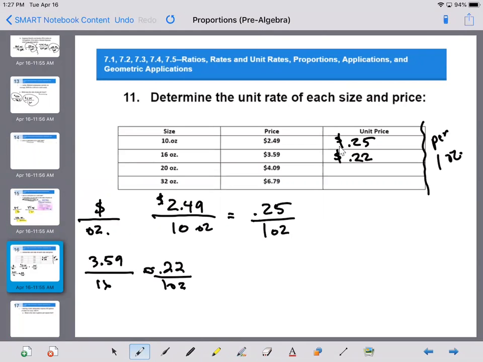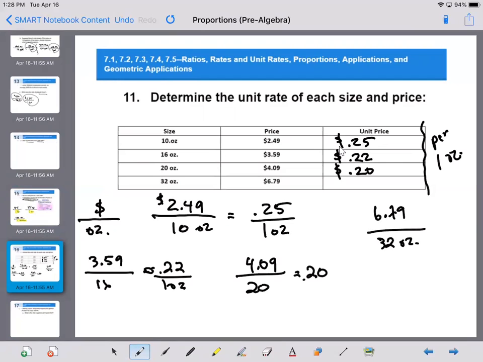If you take $4.09 and divide it by 20, you're going to get approximately 20 cents per ounce. And if you take $6.79 and divide it by 32 ounces, you would get 21 cents per ounce. So if you're looking for the unit price, then you're trying to figure out how much per 1 it would be.